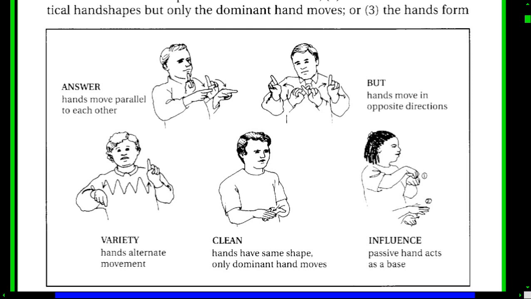So that one is called influences. Passive hand acts as a base. And it's like saying you are dropping something on your hand with your dominant hand. What is the meaning of influence? I think it means that there is an effect of somebody on another.